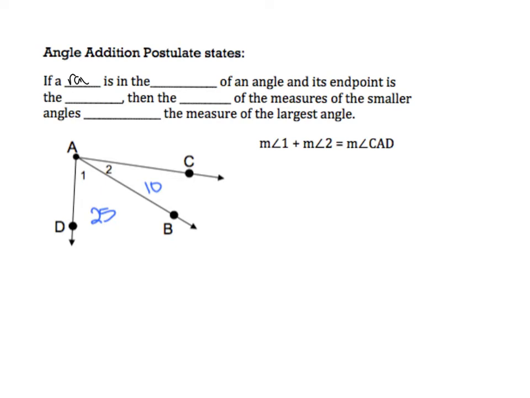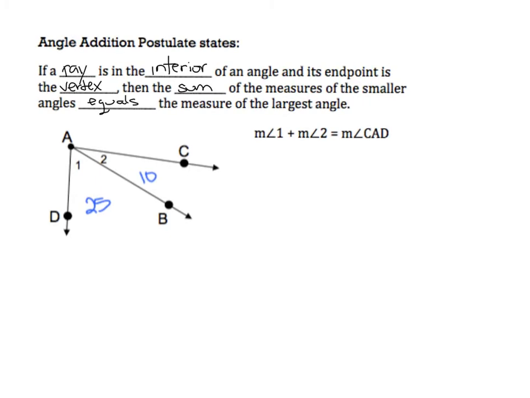The angle addition postulate states that if a ray is in the interior of an angle, and its endpoint, so ray AB's endpoint, is at the vertex of the angle, then the sum of the measures of the two smaller angles will equal the measure of the largest angle. So essentially, the measure of angle 1 plus the measure of angle 2 equals the measure of CAD, the whole thing.